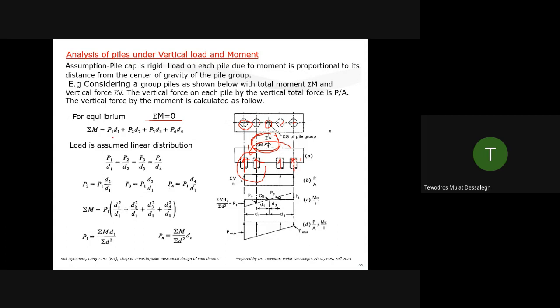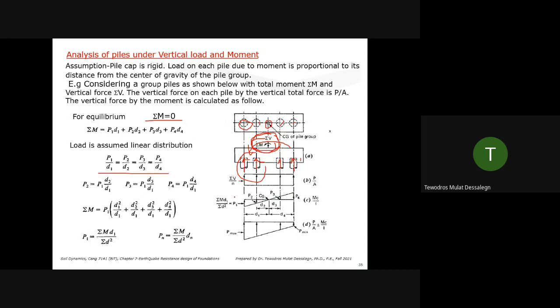So if you add moments by all the pile reaction forces, it should give you a total which is applied. So you can go through this math. Load is assumed linear distribution. If you take these are the reactions and linear distribution, then these ratios are valid.